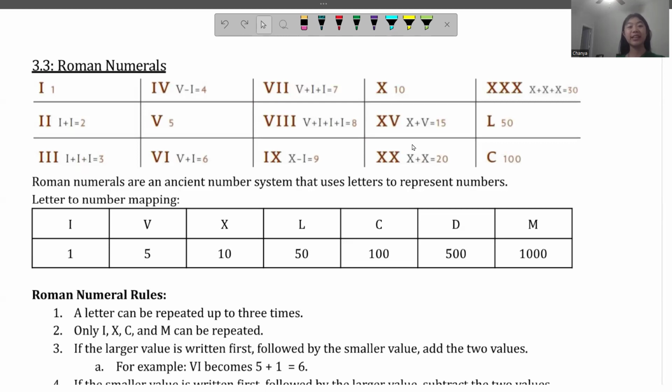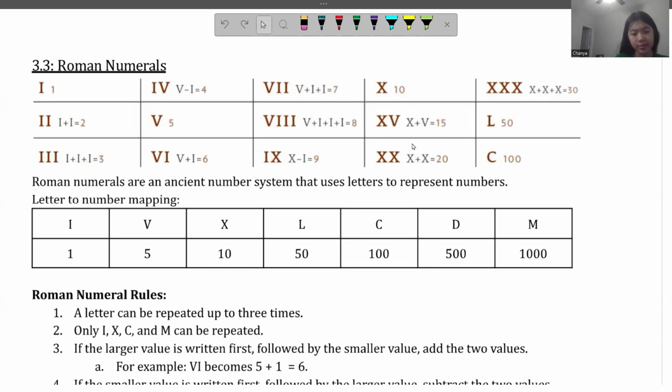So I'm Chanya, and today we're going to be learning about what Roman numerals are and how to convert to and from Roman numerals. Our number system is called Arabic numerals, but it is not the only number system that has been used in the world. There have been many different number systems, one of them being Roman numerals, which uses letters to represent numbers.